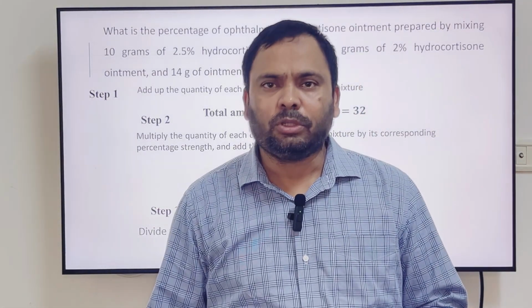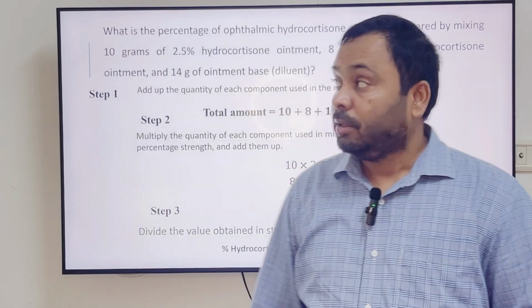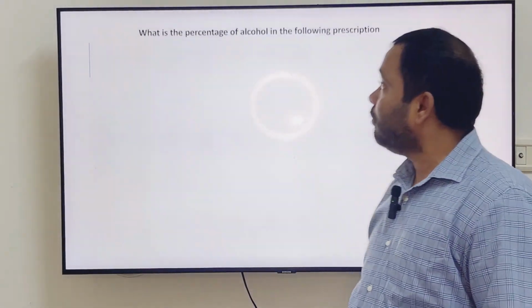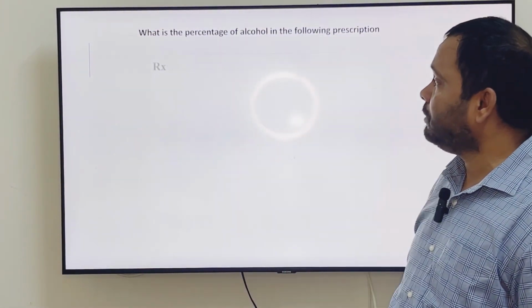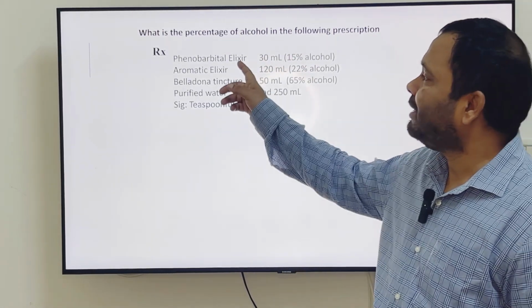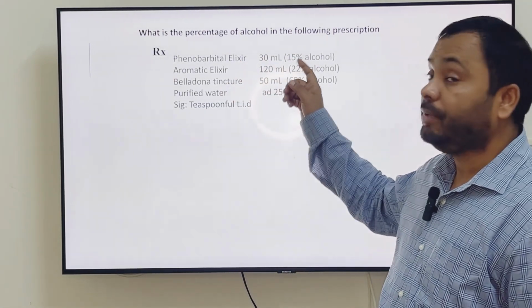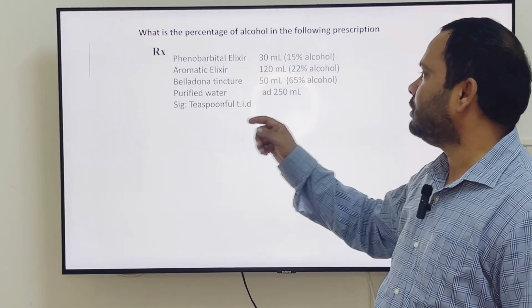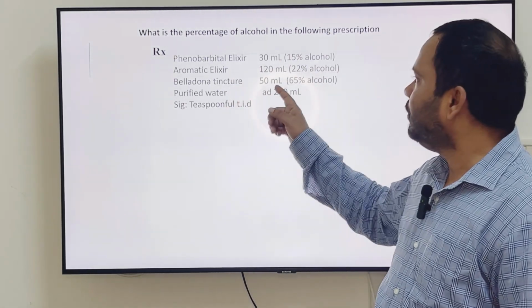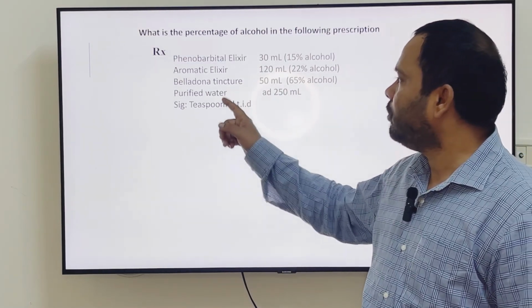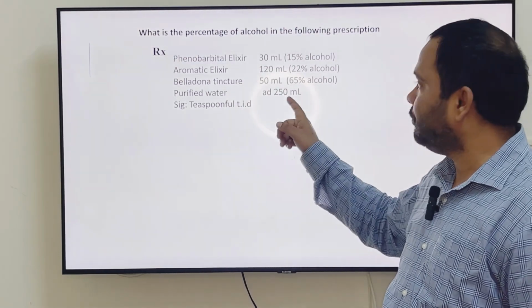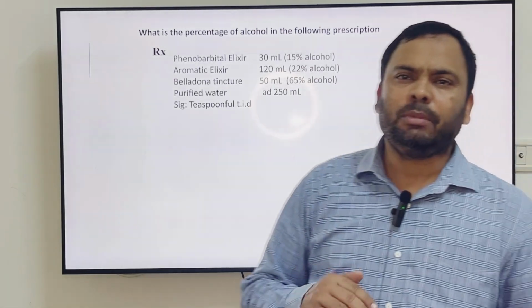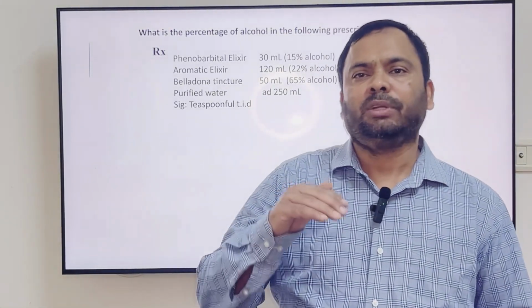Now I am going to take the third example. In the third example, what is the percentage of alcohol in the following prescription? Phenobarbital elixir 30 ml, 15% alcohol. Aromatic elixir 120 ml, 22%. Belladonna tincture 50 ml, 65%. Purified water, add 250 ml. It means we have to make up the volume up to 250 ml.